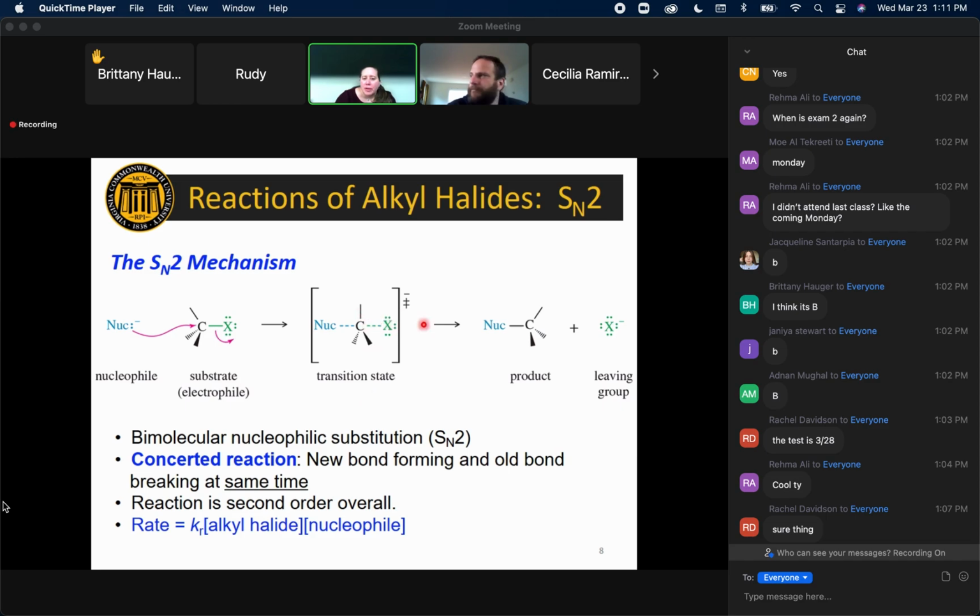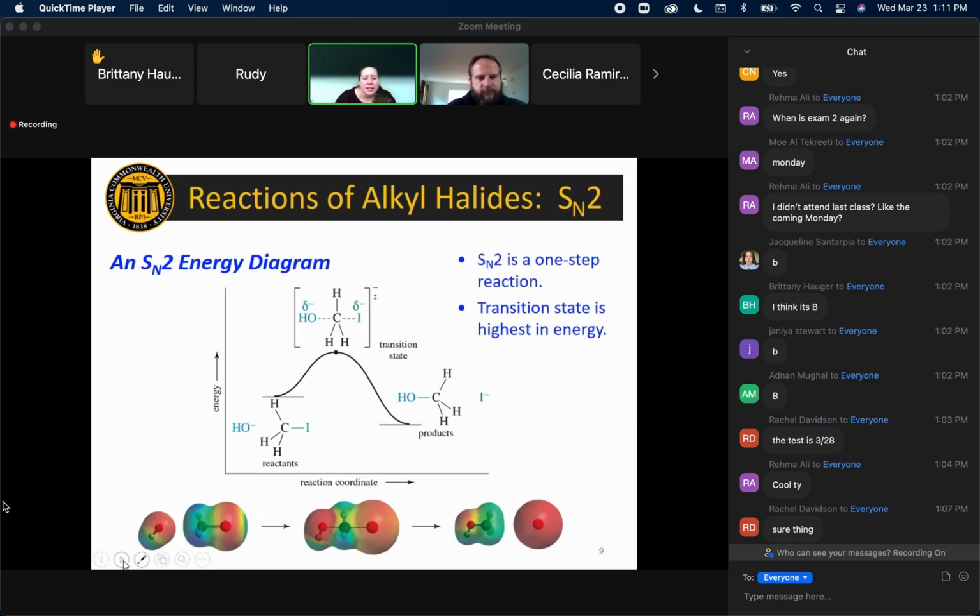And then after your carbon halogen bond fully breaks and your carbon nucleophile bond is fully formed, those three substituents will be kind of pointed in the opposite direction than your new carbon nucleophile bond based on the constraints of a tetrahedral geometry. So we'll see this over the next couple of slides in different ways.